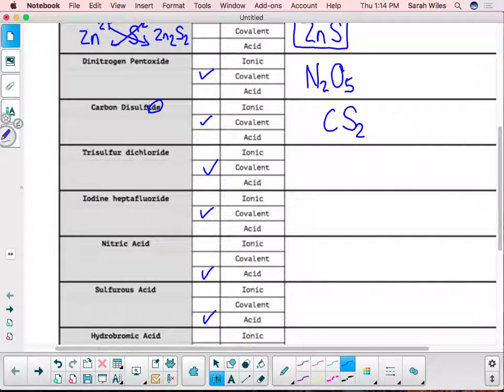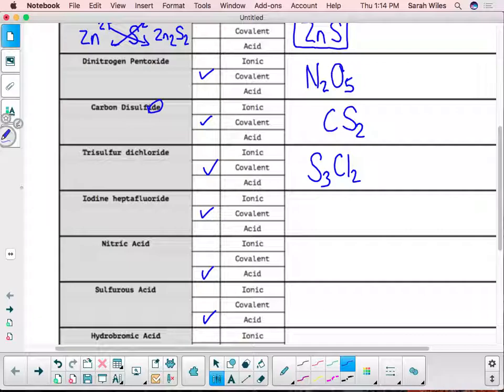Trisulfur dichloride. Sulfur and chlorine. SCl. Tri, how many? 3. Di, how many? 2.